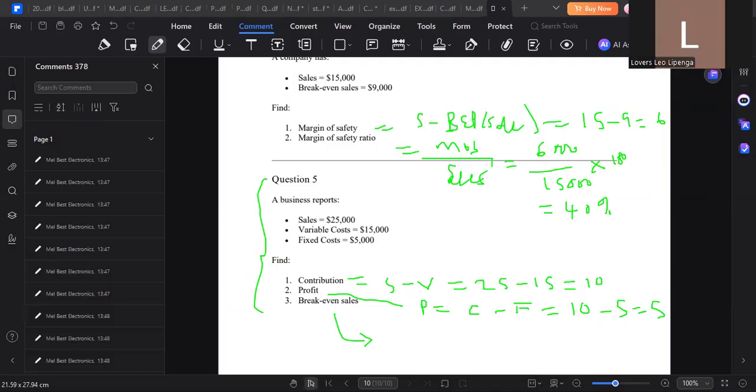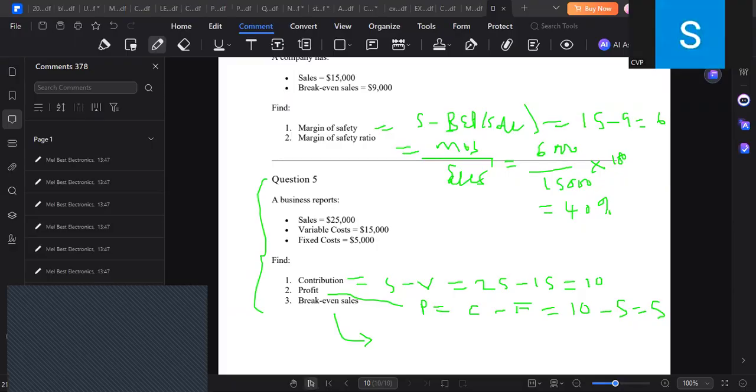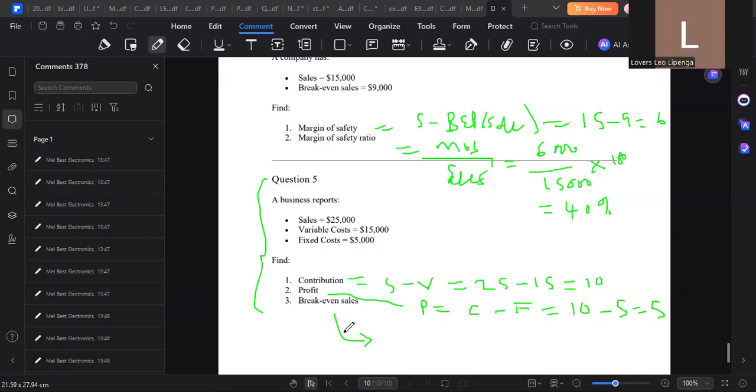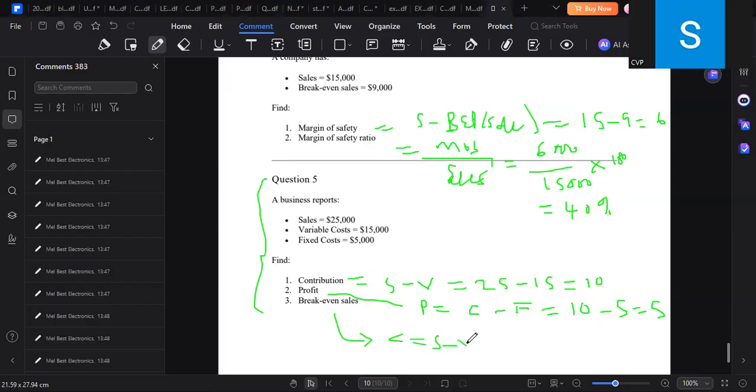Yeah, we need to revisit. So where are we starting from? Firstly, we need to know that contribution is equal to sales minus variable cost, right? Yes, that's clear. Is my screen clear? Yes, we are clear on that one. Contribution is equal to sales minus variable cost, right? So what was our contribution? We found 10. Are we clear?